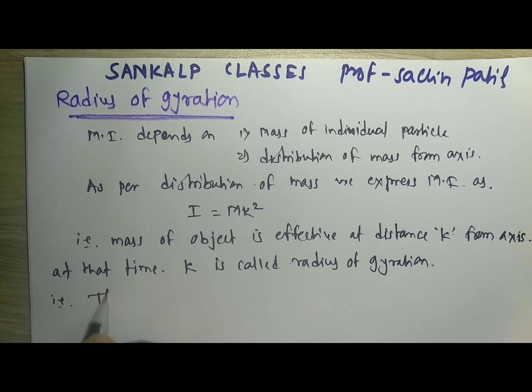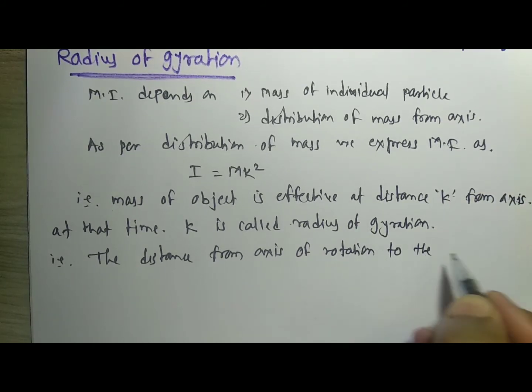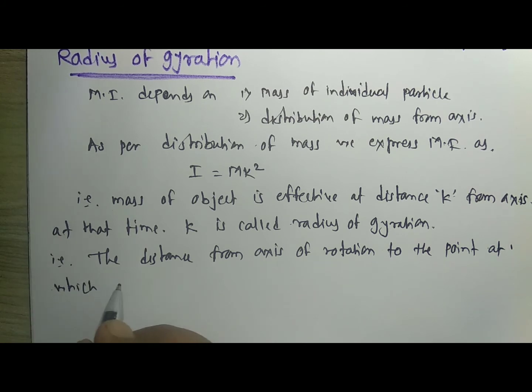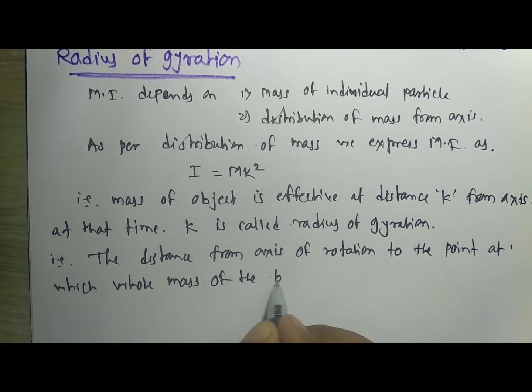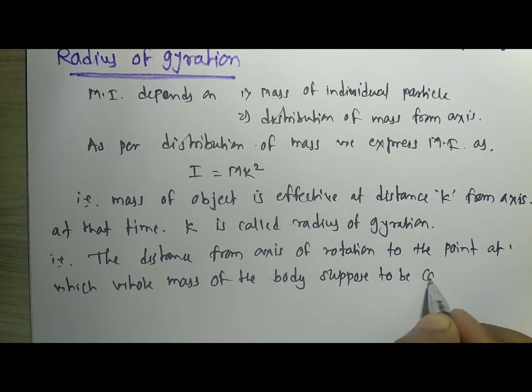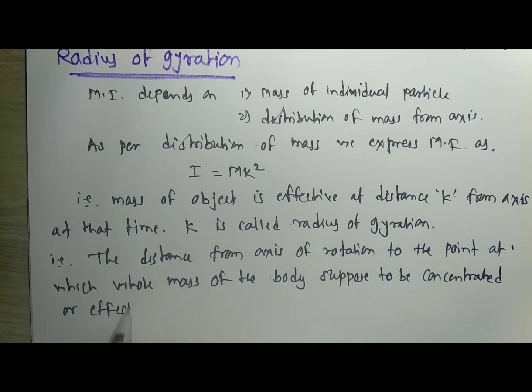That is the distance from the axis of rotation to the point at which the whole mass of the body is supposed to be concentrated or effective. This is called the radius of gyration.